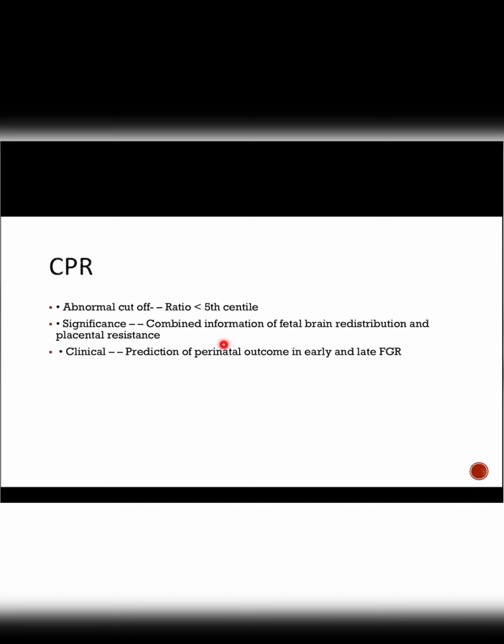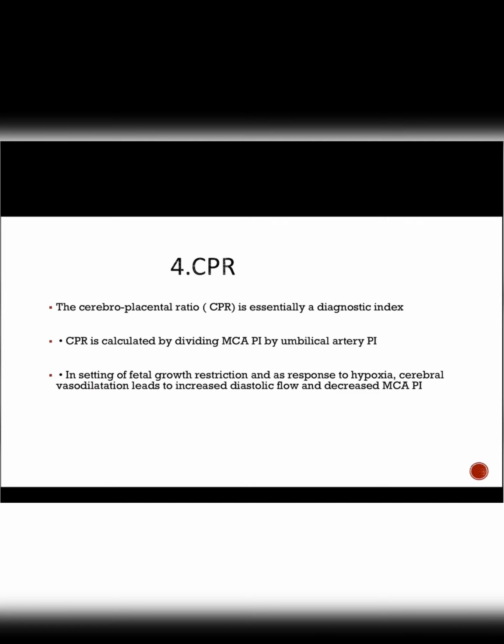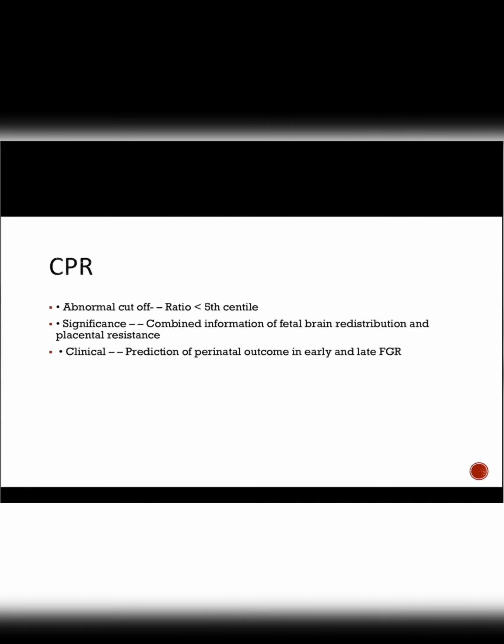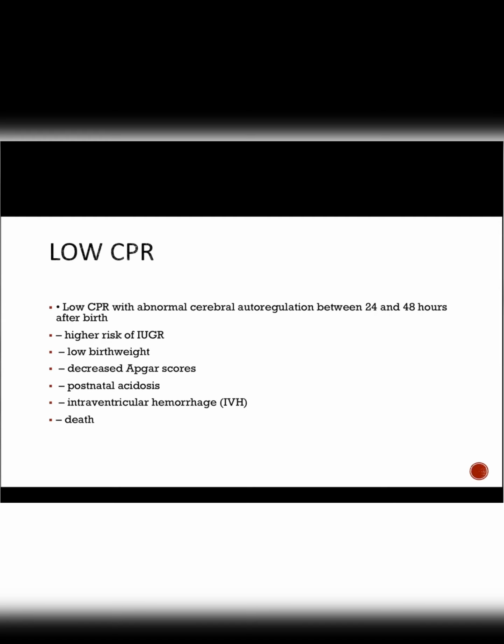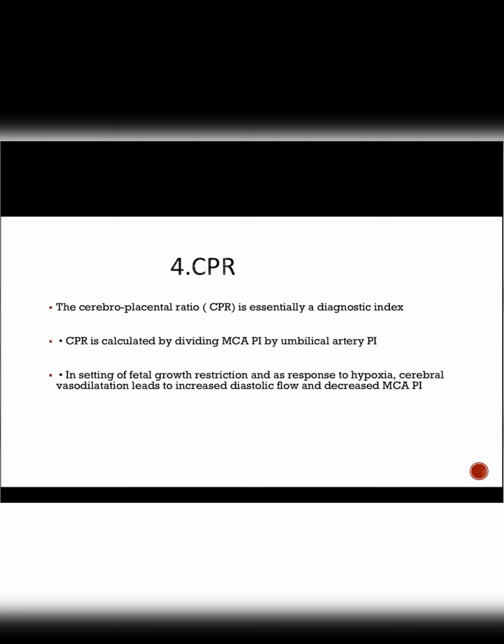So what is the abnormal cutoff for CPR? It's less than the 5th centile. What is the significance of it? It combines information of fetal brain redistribution and placental resistance. Obviously it's a ratio between the two. It is a cerebro-placental ratio, so it gives information about the fetal brain redistribution and placental resistance. Clinically, it predicts perinatal outcome in early and late FGR. If I try to explain it here, it is a ratio between the middle cerebral artery and the umbilical artery. So for a CPR to be low, the MCA PI should decrease and the umbilical artery PI should increase.